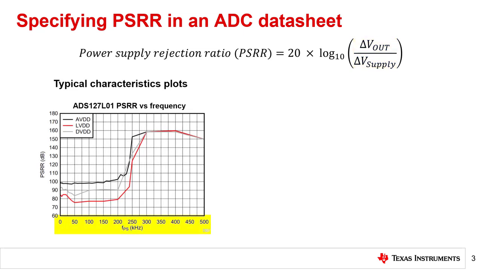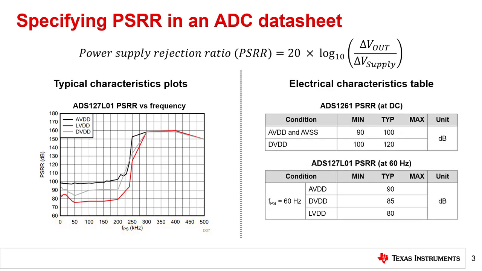The plot on the left shows the ADS127L01 PSRR across a frequency range of 0 kHz to 500 kHz. Note that all three supplies are provided in the plot, where AVDD is the analog supply, DVDD is a digital supply, and LVDD is the ADC modulator supply voltage. Comparatively, the tables on the right represent PSRR specifications found in the electrical characteristics of an ADC datasheet. The top table shows the ADS1261 PSRR specifications at DC, while the bottom table shows the ADS127L01 PSRR specifications at 60 Hz.